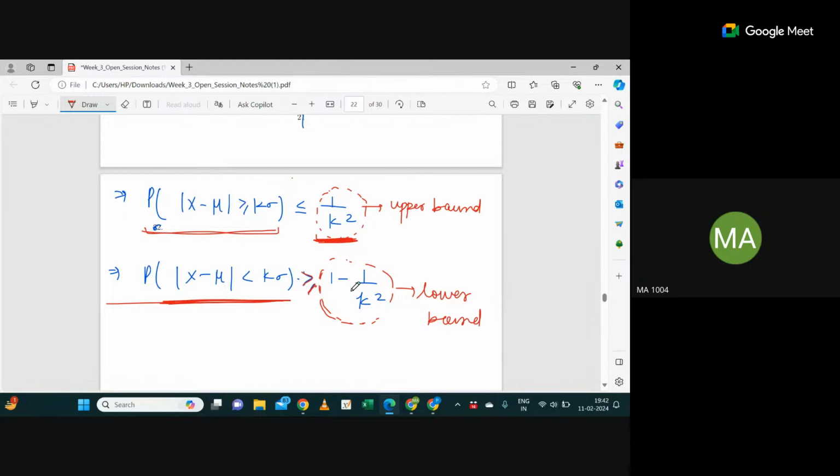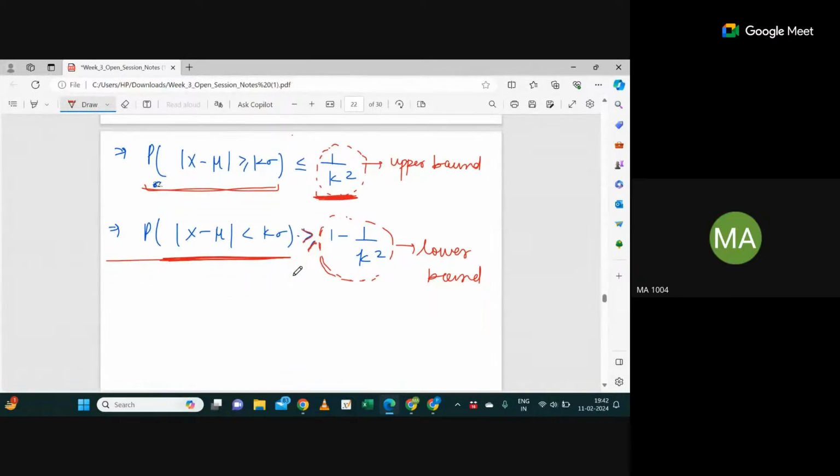Okay, so these are the two forms of Chebyshev inequality. Is this clear? Can you please take an example? Yes, I will give you an example, don't worry. First of all, let me try to explain this upper and lower bound. In which scenario will these two be helpful?